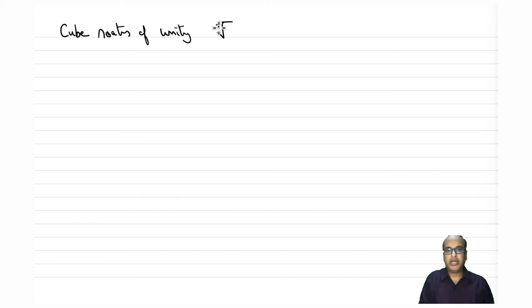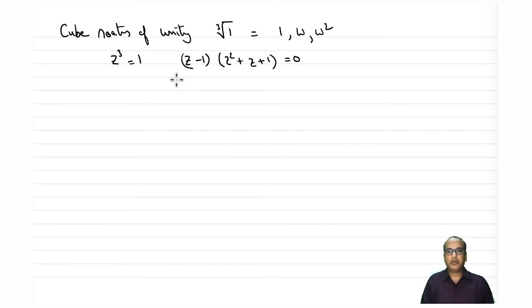That is, if you take the cube root of 1, we get 3 solutions, right? 1, omega, omega square. How do we get this? Let's say z cube is equal to 1. This is just a refresher. To solve for z, you can factorize it as (z minus 1) into (z square plus z plus 1) equal to 0, right? You can do this factorization, and this gives you the first root as z equal to 1, which is an obvious answer.